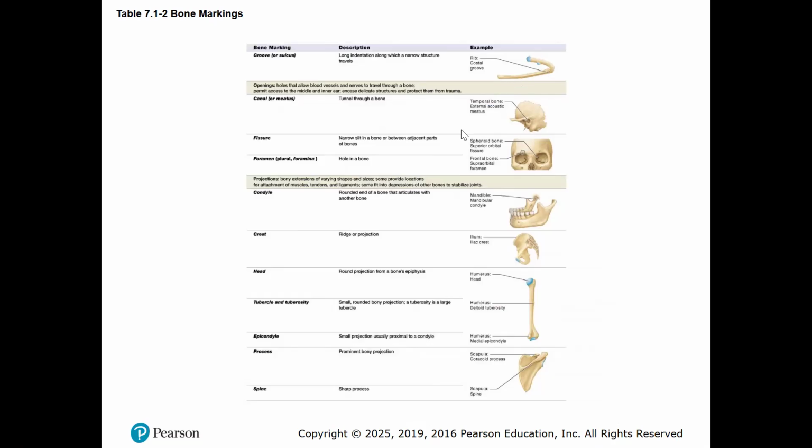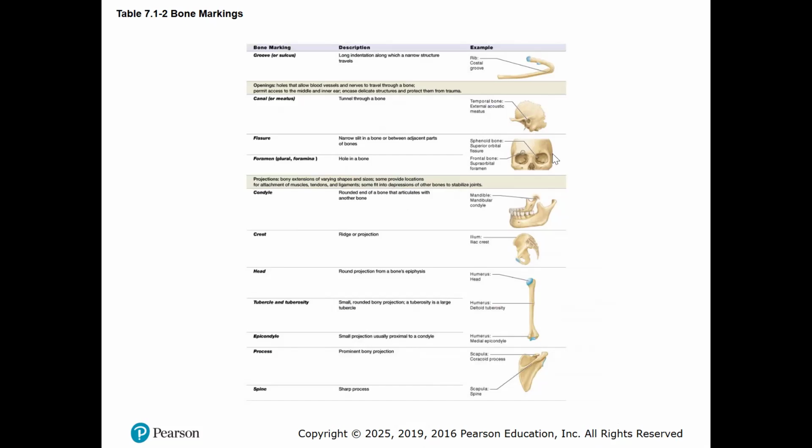Then we look at openings. You have openings or holes that are going to allow blood vessels to go through. Here you see your external acoustic meatus of your temporal bone. This is an example of a canal, your ear canal. It's going to be kind of a tunnel through a bone.